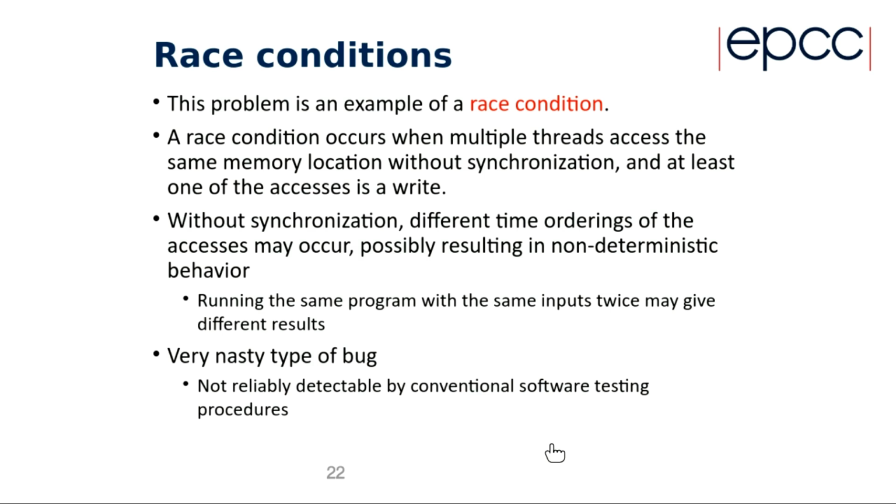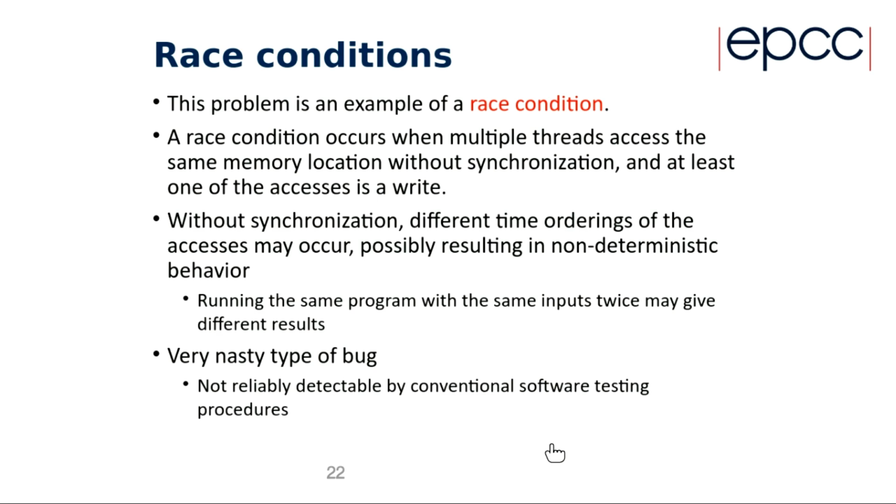And without synchronization, different time orderings of those accesses may happen, and that may possibly result in non-deterministic behavior. So we end up with this extremely nasty property that if you run the same program with the same inputs, you run that twice, you might get different results. So that's a very nasty type of bug. It's a completely different sort of bug than what we're used to in sequential programming. And it's not reliably detectable by conventional software testing procedures.